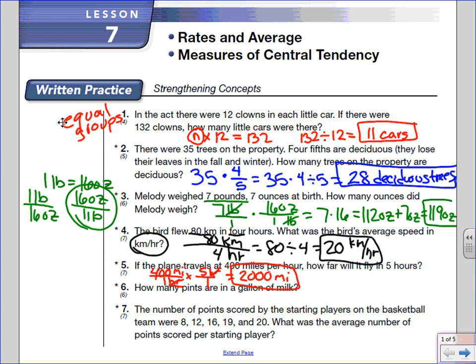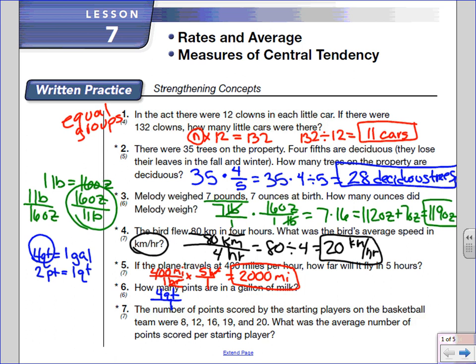Number 6 says, how many pints are in a gallon of milk? Well, in your conversion, there's 2 things that you need to know. There are 4 quarts in 1 gallon, and there are 2 pints in 1 quart. So when they say that I have 1 gallon of milk, I know right away that means I have 4 quarts. So I'm going to start the conversion with that. So I'm going to have 4 quarts over 1, because 4 quarts is 1 gallon, and I have 1 gallon.